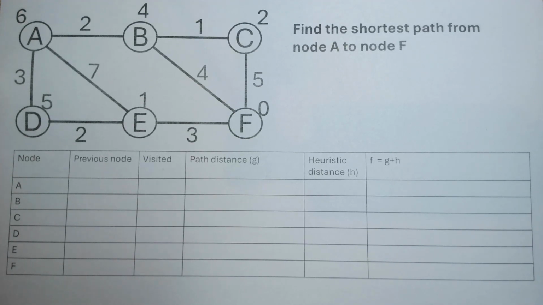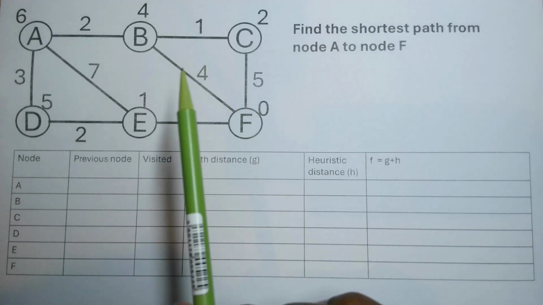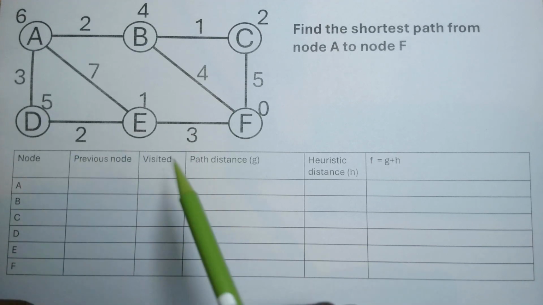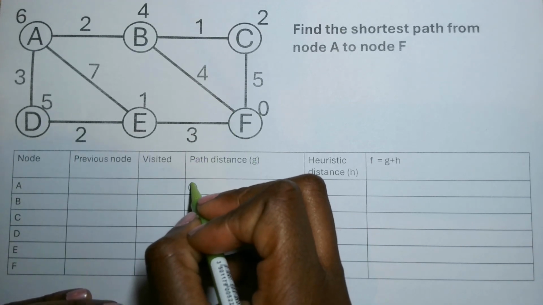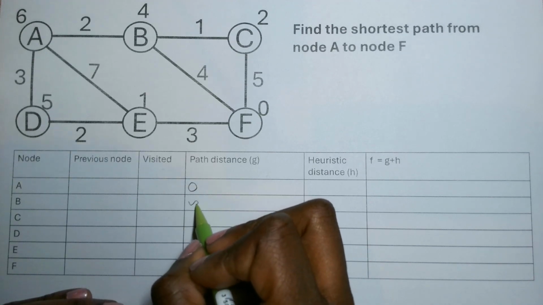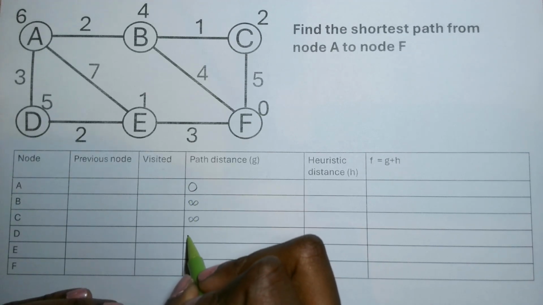We need to find the shortest path from node A to node F. First, we populate the table. The path distance at A is 0. We set the rest of the path distance to all the other nodes to infinity.